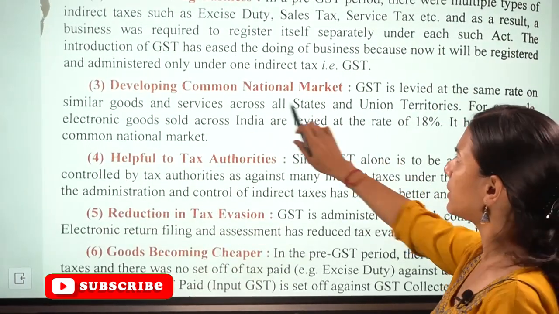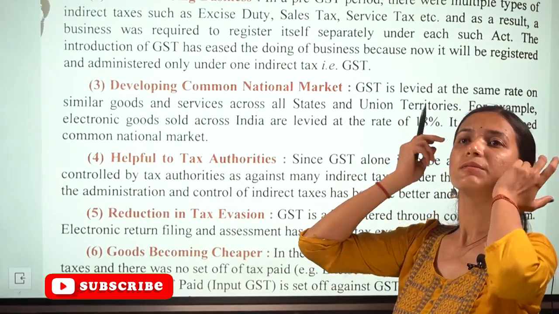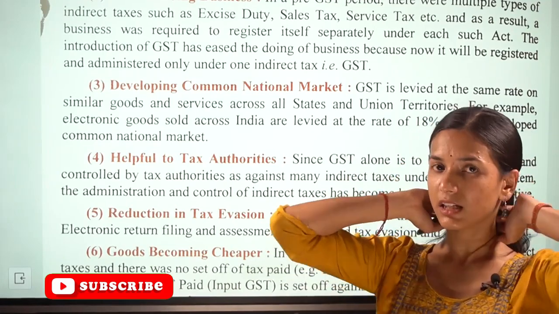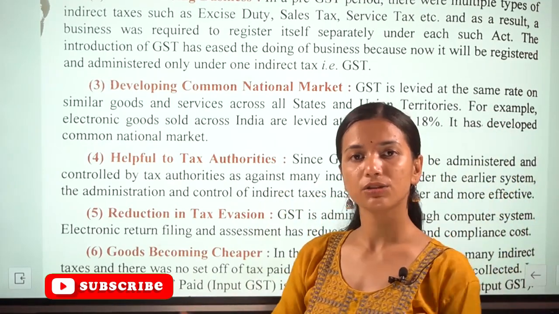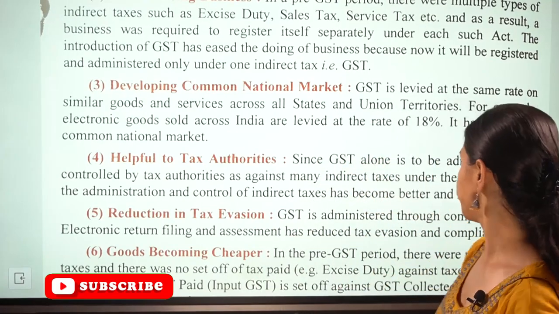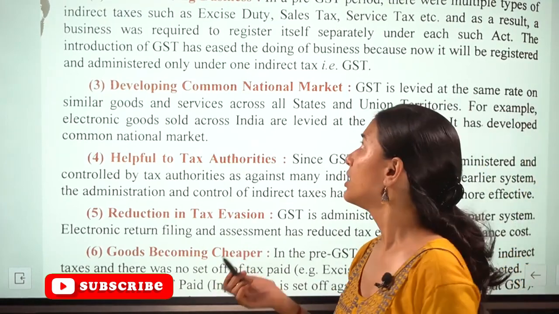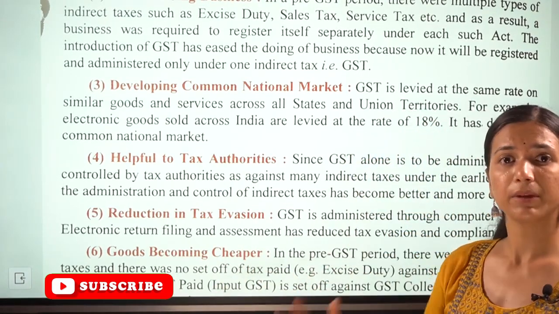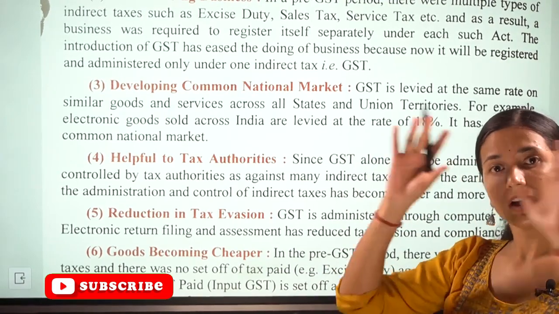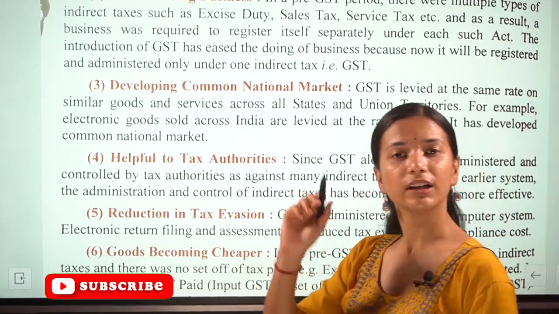Next we have developing a common national market. Common national market means that since GST is charged by the central government and state government, and the rate is uniform all over India, it is levied at the same rate. So that is why it is developing a common nation. For one nation, one tax. That was the motto: one nation, one tax.